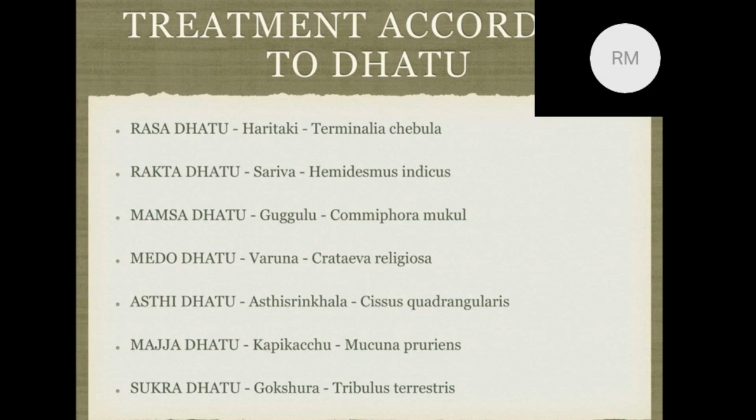So for this reason, we cannot really say that there is a specific treatment for a particular disease, because we have to look at three things in Ayurveda: the disease, the patient, and the stage of the disease. Since this keeps changing, we need to customize our treatment for each patient.